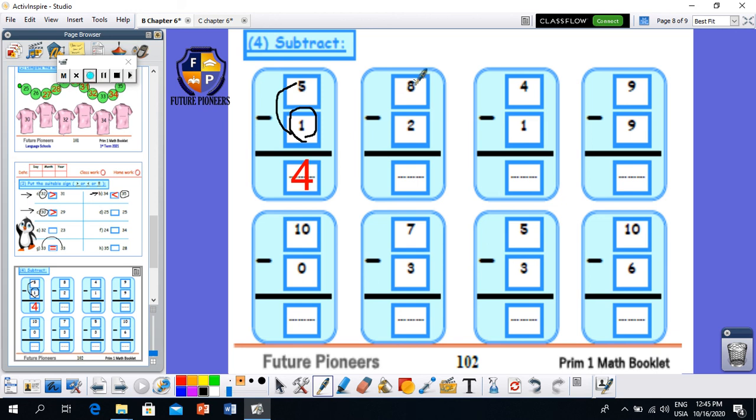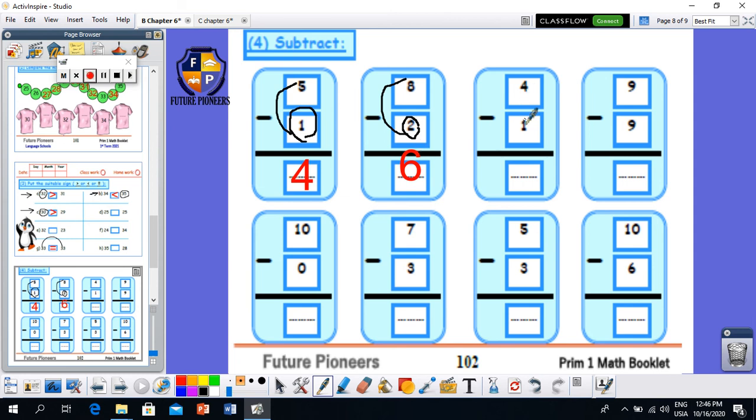Another example. 8 minus 2. Which is the smaller? 2 is the smaller. So I will take 2 and keep 2 in our minds. Count after 2 to reach 8. After 2, 3, 4, 5, 6, 7, 8. So how many raised fingers do we have? 6 fingers. Great job. So 8 minus 2 equals 6.